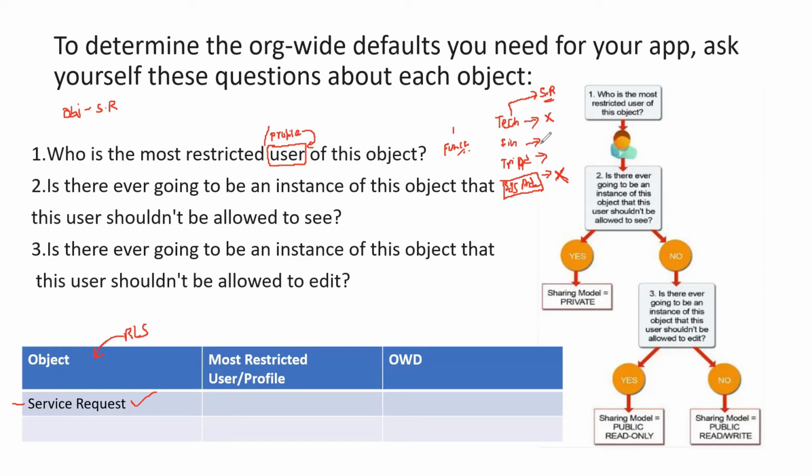So if you see, what I'm trying to do here is identify the people who use this object less, right? That way we are identifying the restricted user here.